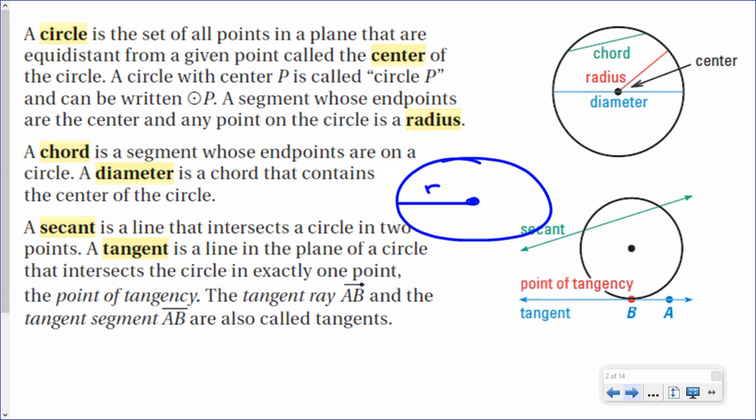The distance from one side of the circle to the other side of the circle going through the center, like so, is called the diameter. The diameter is twice as big as the radius.